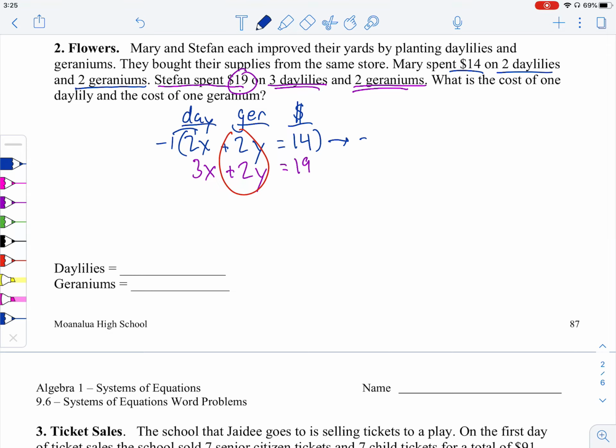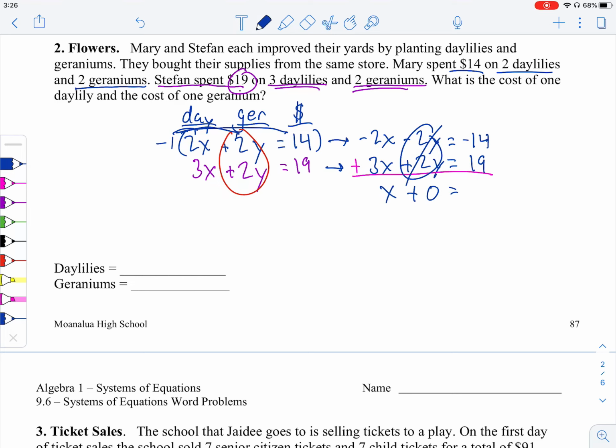All right, so that becomes negative 2x, negative 2y, negative 14. Bottom equation just comes over right there, right? And now we're going to eliminate. So negative 2x plus 3x, 1x. These cancel. Negative 14 plus 19, 5. So x equals 5.